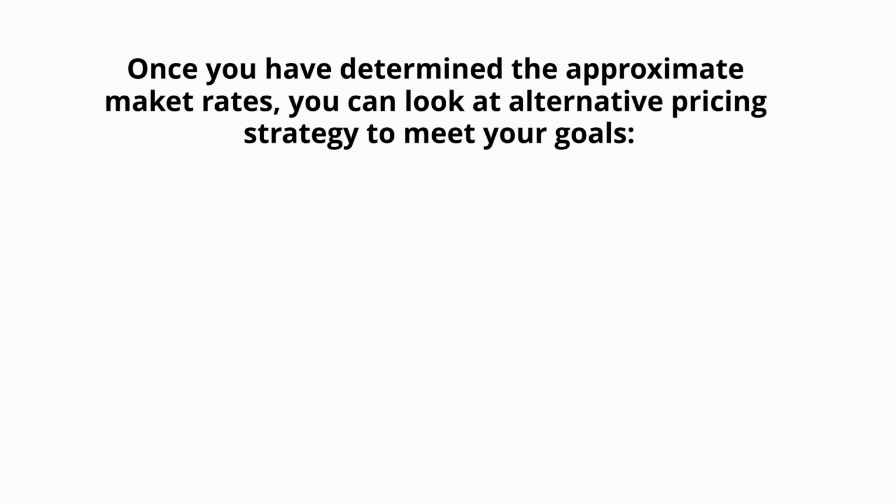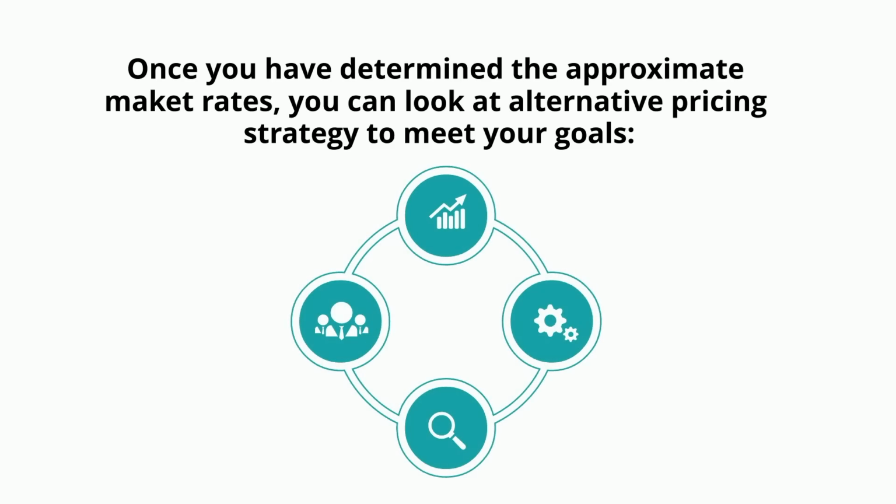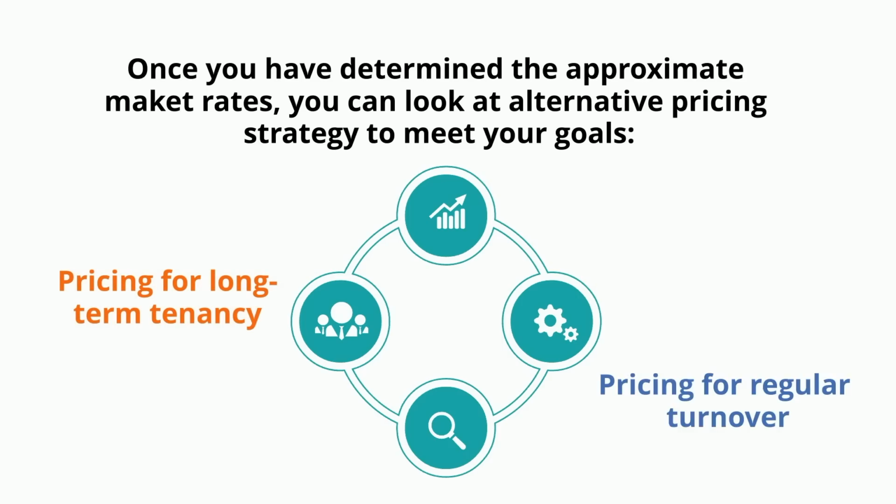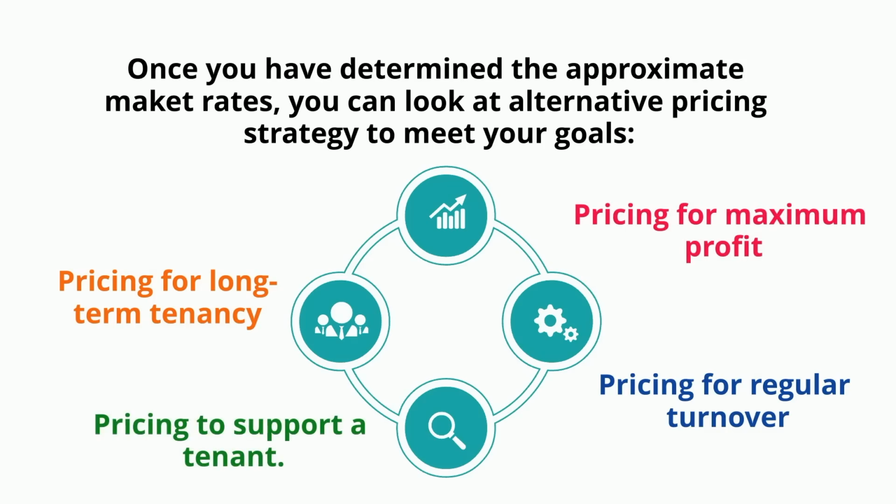Once you've determined the approximate market rates, you can then look at secondary pricing strategies to meet your goals. Let's look at 4 pricing strategies. Pricing for a long-term tenancy. Pricing for regular turnover. Pricing for maximum profit. And pricing to support a tenant.